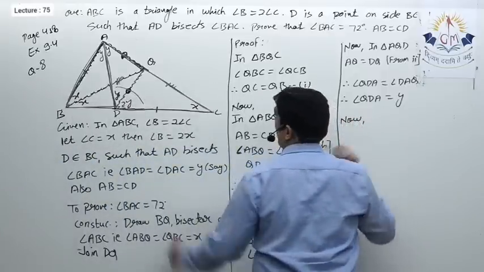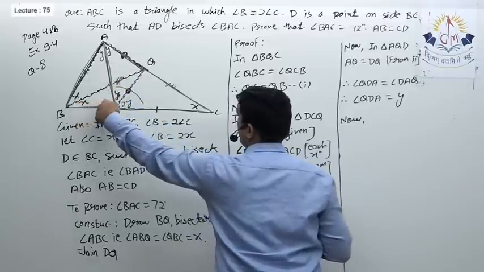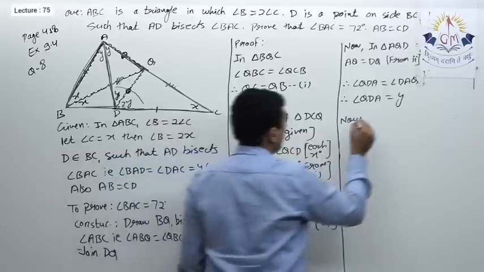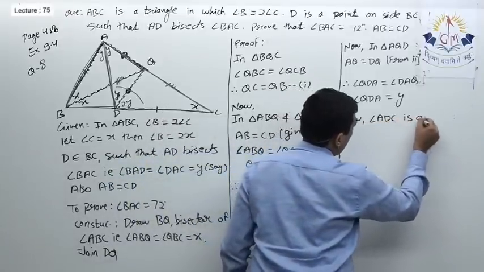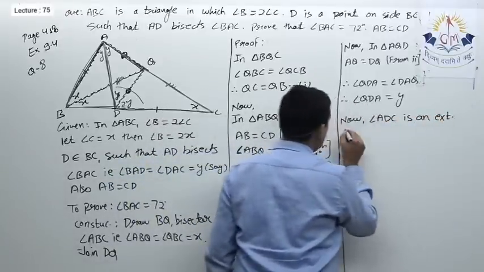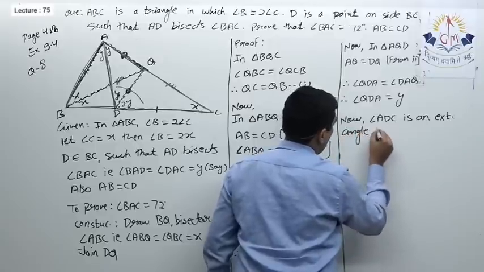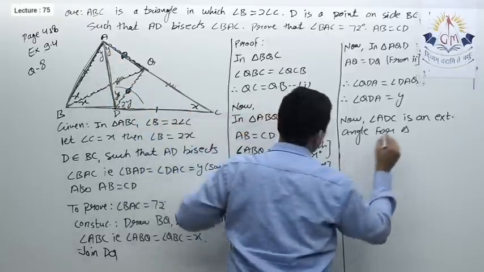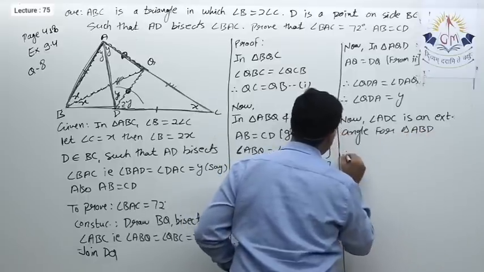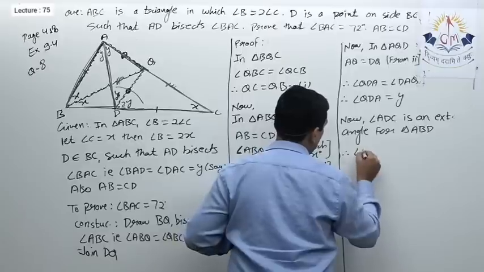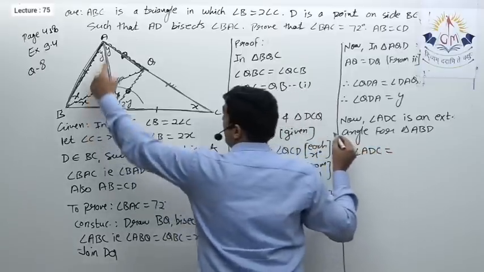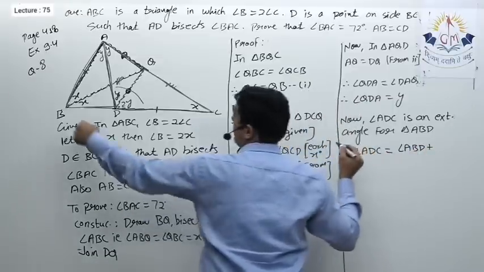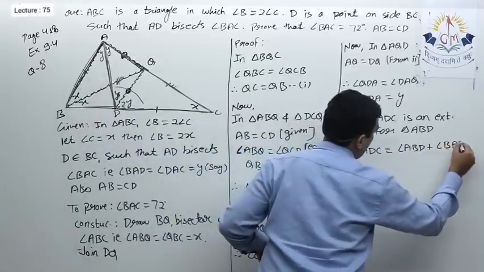Now angle ADC is an exterior angle for triangle ABD. Therefore, I write angle ADC is equal to angle ABD plus angle BAD.